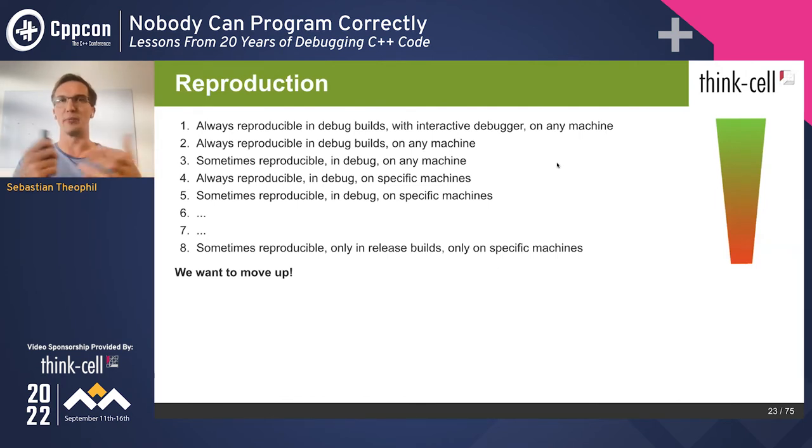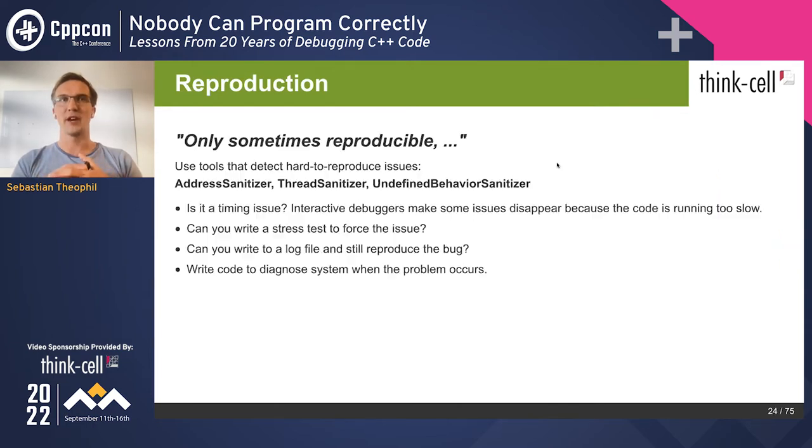If you cannot reliably produce that bug. So we want to move up here. We want to make hard to reproduce issues easier to reproduce. And there are a couple of techniques that can help us to do so.